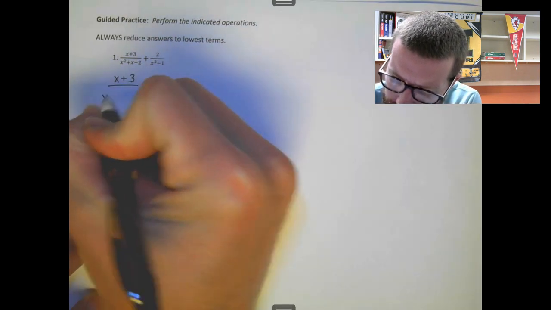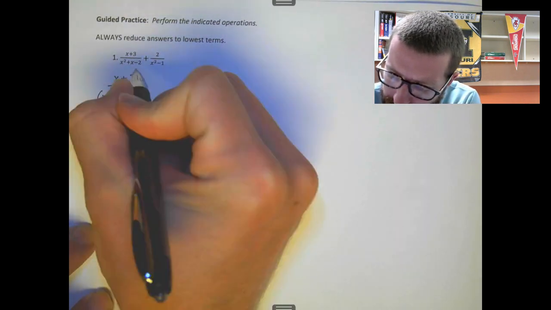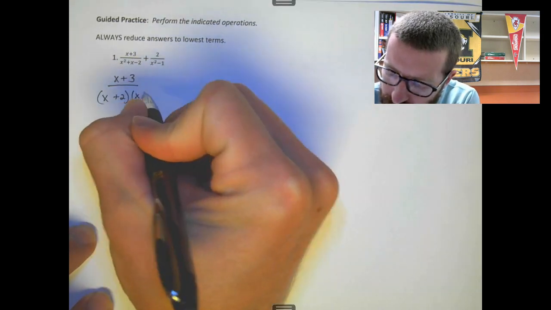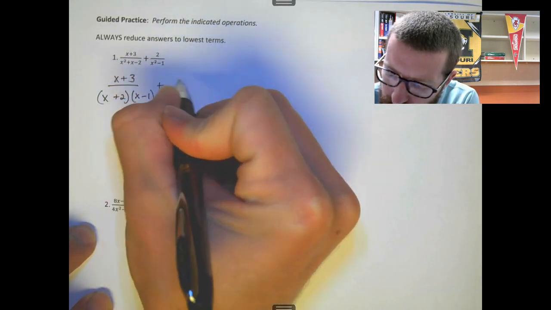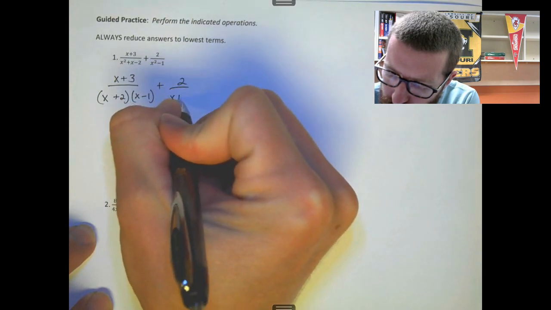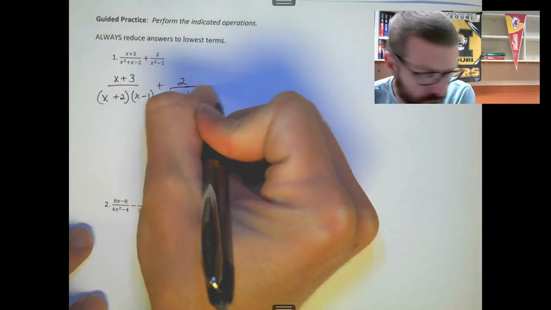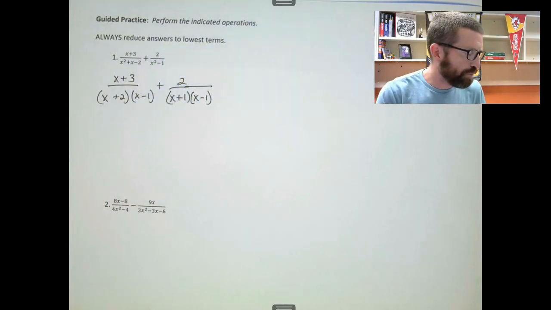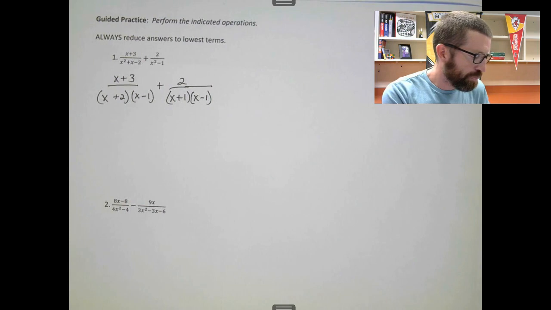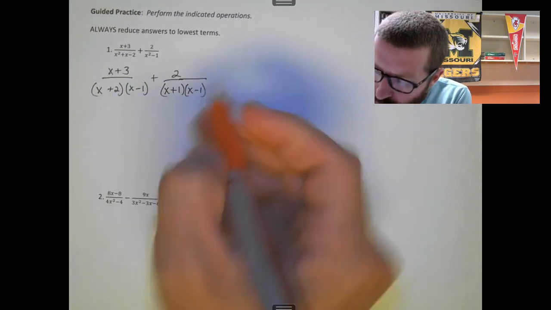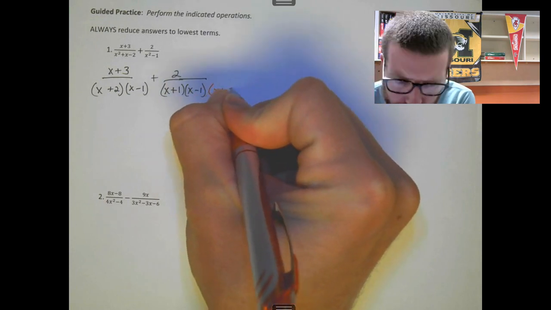So first you factor. Numbers that multiply to negative 2 and add to 1 are positive 2 and negative 1. And then you have a difference of 2 squares. So x plus 1, x minus 1. And then look for what's missing. So I have x plus 2. I don't have an x plus 2 here.